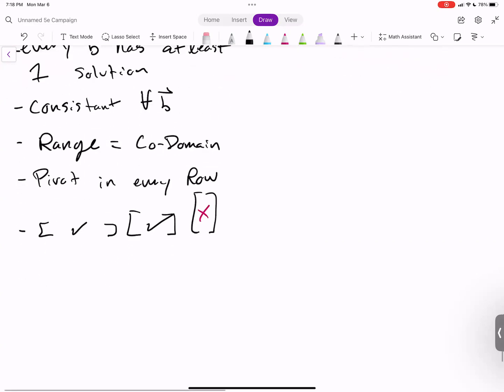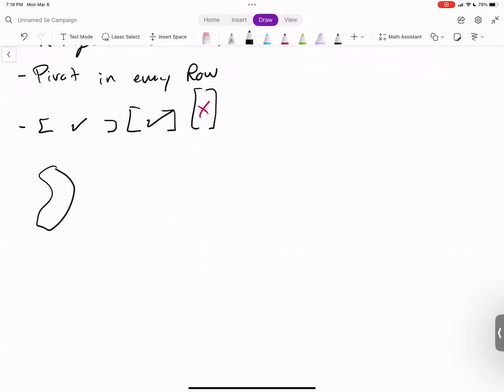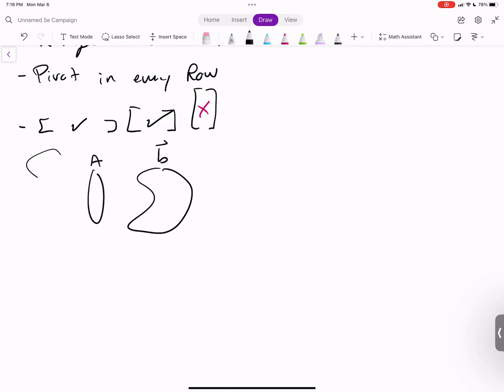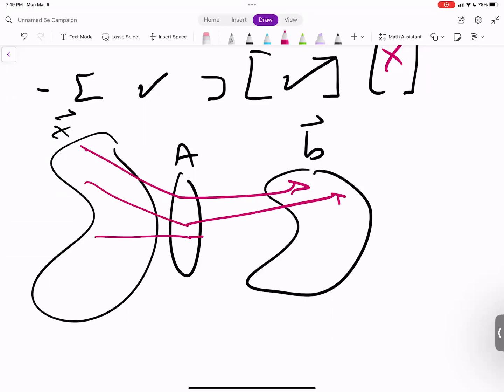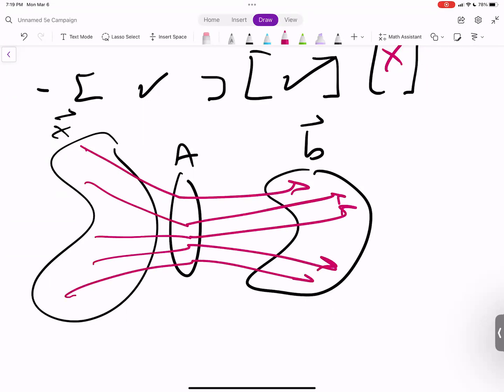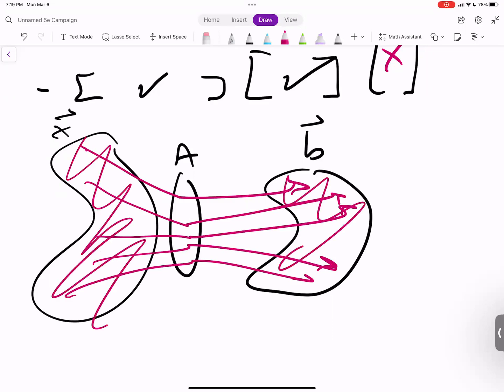And I'll draw what this looks like. Here's all of our x, here's our A, and here's all of our b. Let's say x is a little bigger. Let's draw it like that. I know this is a smaller diagram. But what onto means is all of these get mapped into here and every single one of them hits every b. So all of this goes to all of this. So range equals codomain. Any questions on onto?